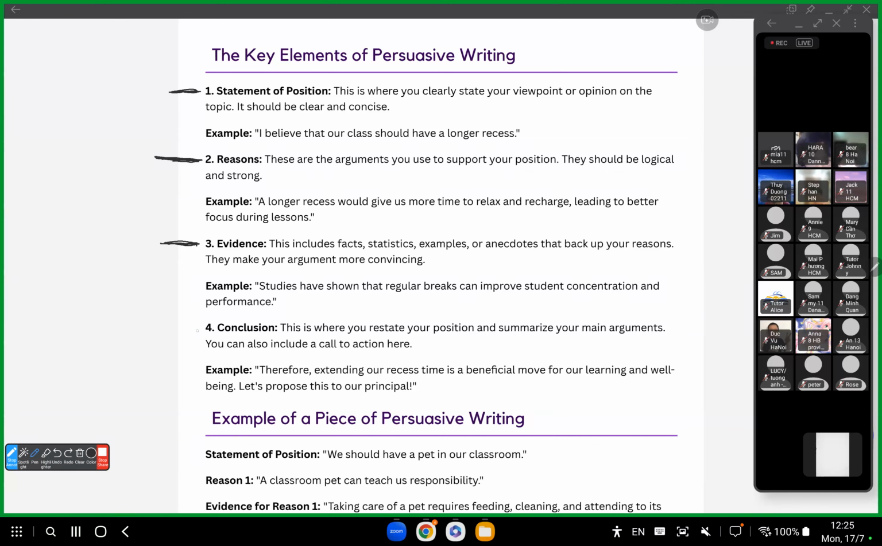And finally, we need a conclusion. And a conclusion is where we restate our position. So we remind the audience what we're trying to persuade them of. And we just remind them of all of the really good reasons that we have for our point of view. And depending on the type of writing you're doing, you might include a call to action, which is a simple sentence that tells your readers to do something.